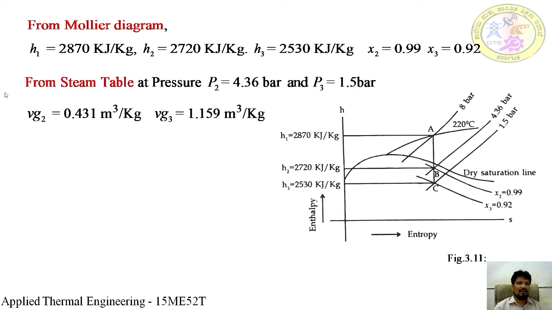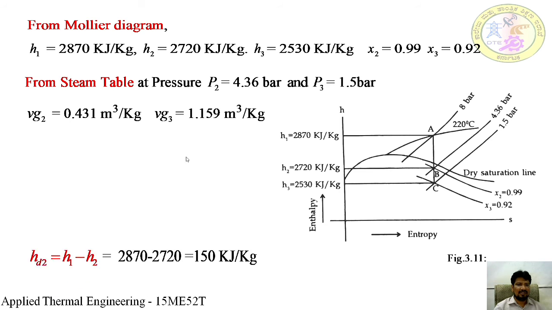Then from the steam table, corresponding to a pressure P2 of 4.36 bar, the value of Vg2 is 0.431 meter cube per kg. Similarly, corresponding to a pressure of 1.5 bar, note down the value of Vg3 from the steam table: 1.159 meter cube per kg. So with these two pressure lines, note down the values of Vg2 and Vg3 from the steam table.